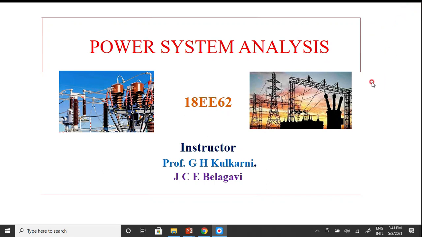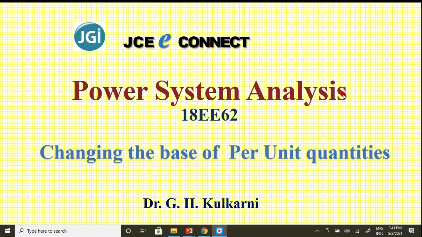Continuing with per unit calculations, in this session we'll see the calculation for changing the base of per unit quantities. For analyzing this particular concept, I'll consider a generator. It has a specification of 30 MVA, 11 kV with its reactance being 1.5 ohm. The specification given is the actual value: 30 MVA, 11 kV and 1.5 ohm.